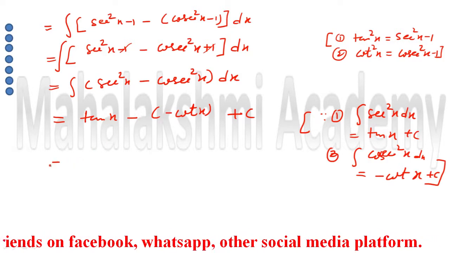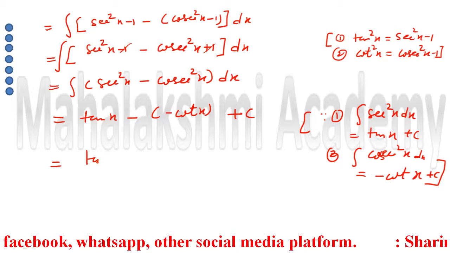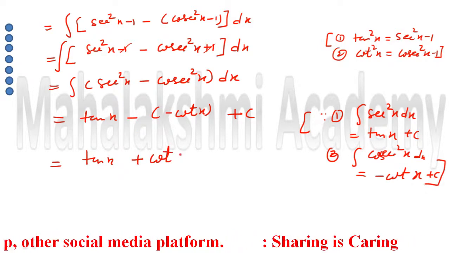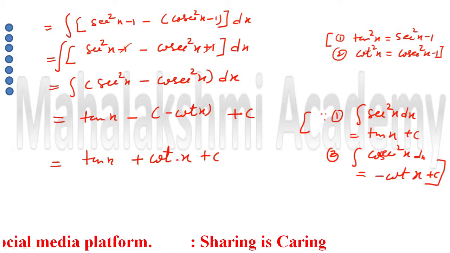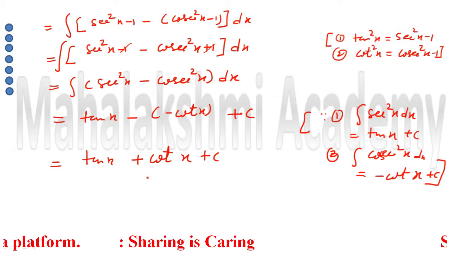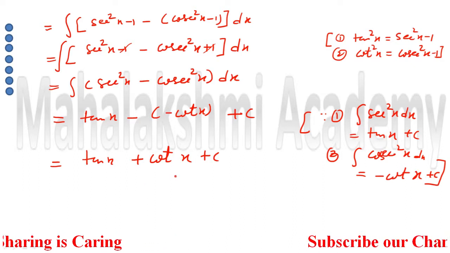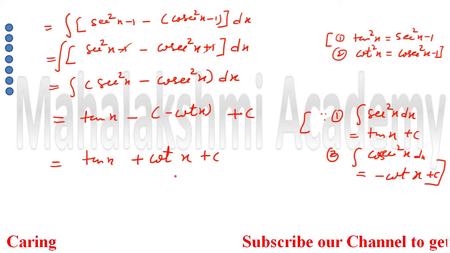Now after this step I open this bracket, so it is going to be tan x minus minus, plus cot x plus c. So this is our result. I hope questions number 14 and 15 are clear to you. And further, if you have any doubt you can write in the comments so that I can clear it.